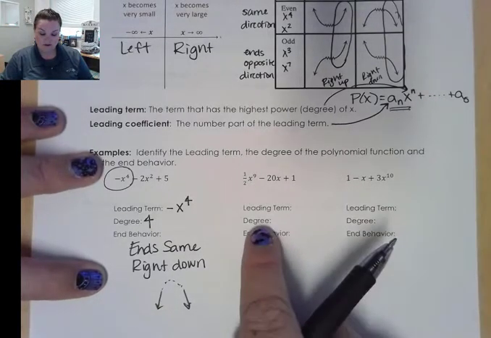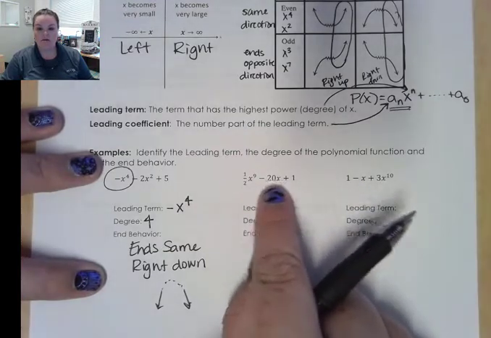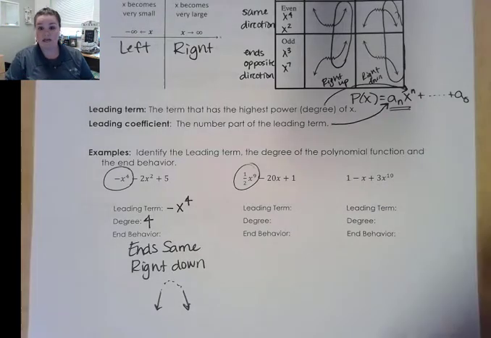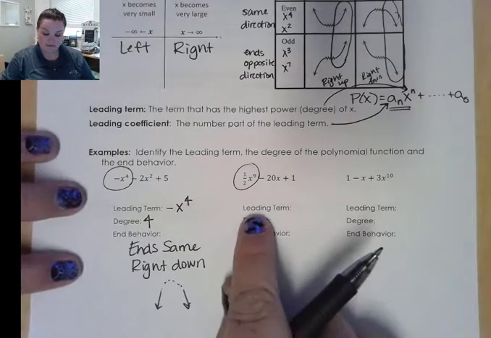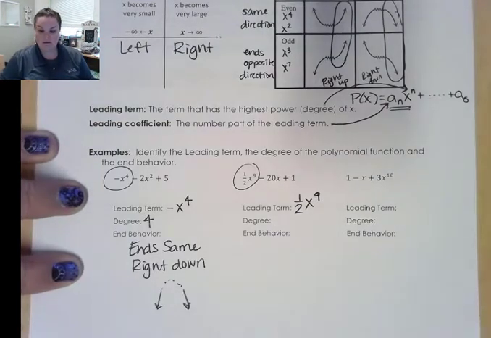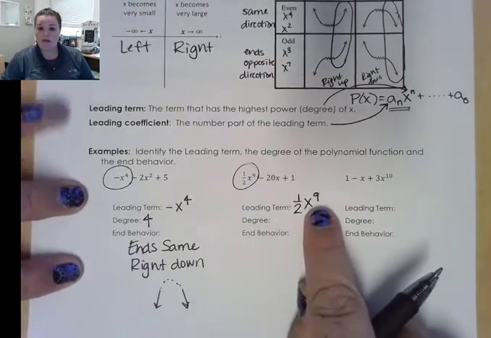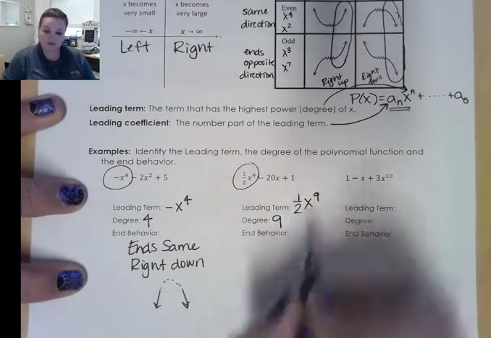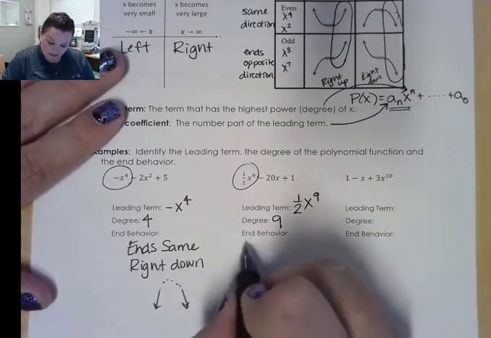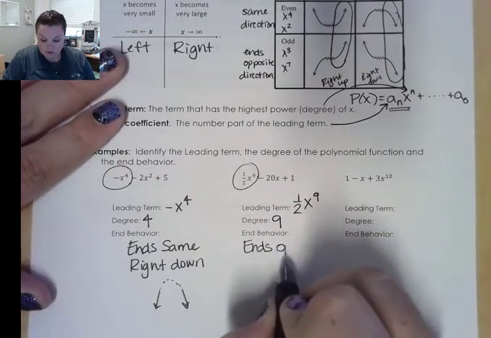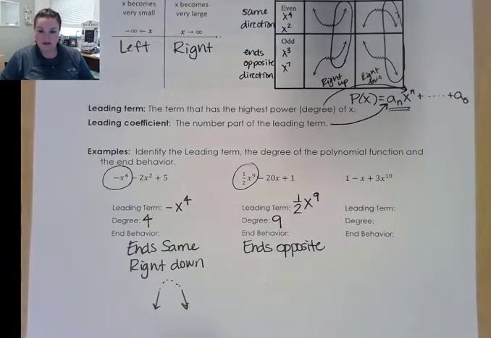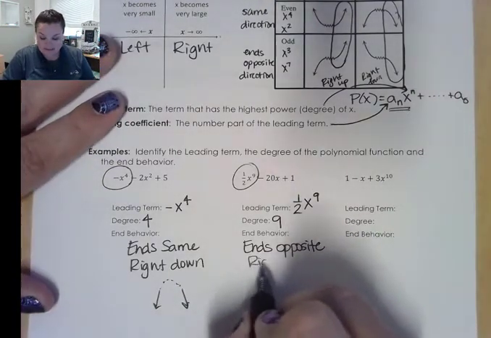Let's get another one. On this one, we look for our highest power of x, which is our leading term here. Now, it's not always our leading term. They don't always write it in a nice, pretty order for us. So our leading term in this case is 1/2 x to the 9th. The exponent here is a 9, so that's our degree. This is a degree 9 polynomial, which is odd, which means that our ends are going to go opposite directions. So ends opposite.